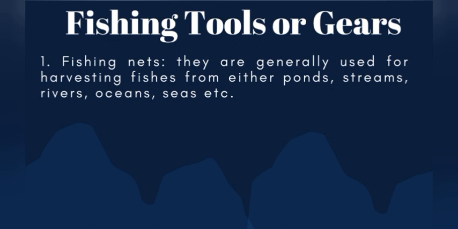Now I want to look at various materials, various items that can be used for harvesting fish. And these are called what? Gears. Take note of them. Number 1 is fishing net. They are generally used for harvesting fishes from either pond, streams, river, ocean, sea, etc. There are various types of nets.